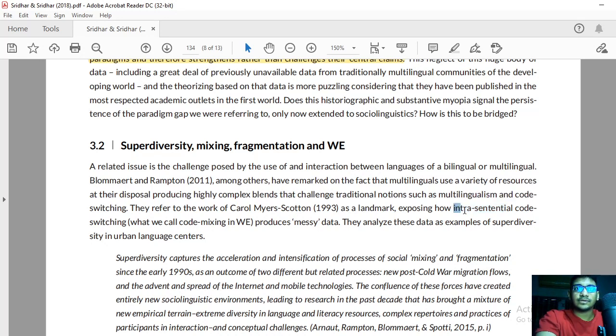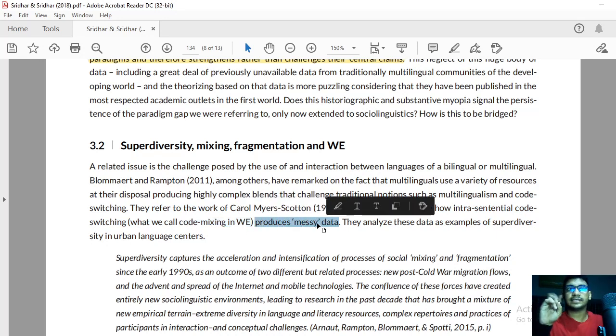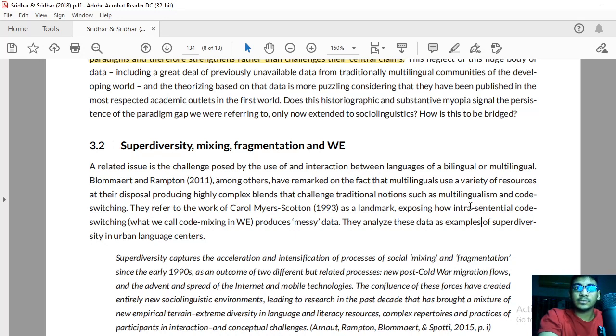So I conducted research, as I said, on Facebook code switching. So I've researched about it in depth. Intrasentential code switching is very difficult to do, and we also call it code mixing in World Englishes, and that produces "messy" data. So in quotation marks, on the surface it may feel messy, but it is actually very difficult and should be commendable, right? It is commendable. They analyze these data as examples of super diversity in urban language centers.